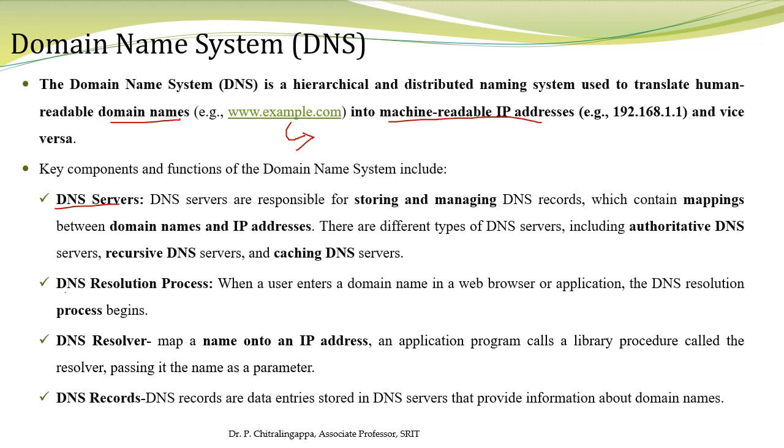The next component is the DNS resolution process. When a user enters a domain name in a web browser, the DNS resolution process begins. The third one is the DNS resolver, which maps a name onto an IP address. Then DNS records. DNS records are data entries stored in a DNS server that provide information about the domain name system.